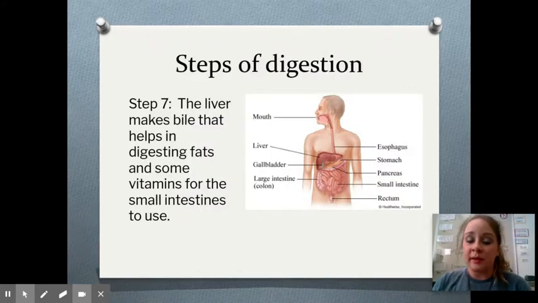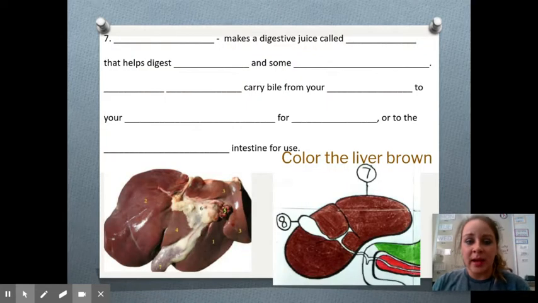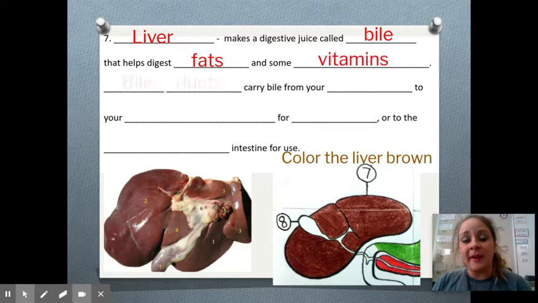This is your liver. It is the largest organ in your whole body. The liver makes bile that helps digest fats and some vitamins for the small intestine to use. Okay, so the liver makes digestive juice called bile that helps digest fats and some vitamins.